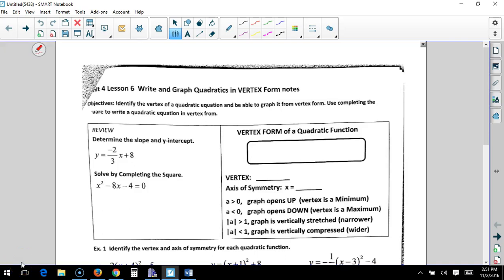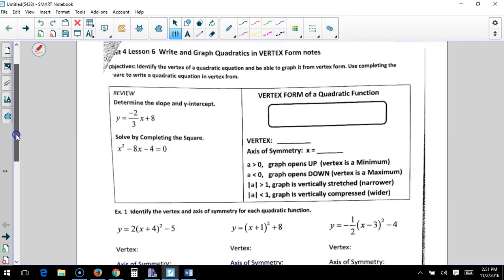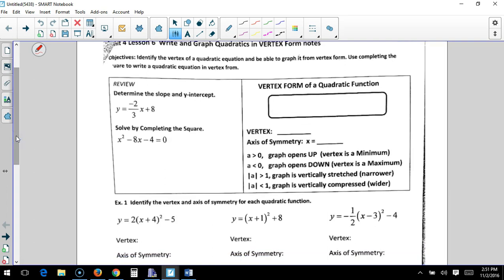Okay, now we're moving on to doing quadratics in what's called vertex form. So first off, just a little bit of a review. Determine the slope and the y-intercept. Well, remember our slope is here and our y-intercept is here. So m is negative 2/3 and b is 8.